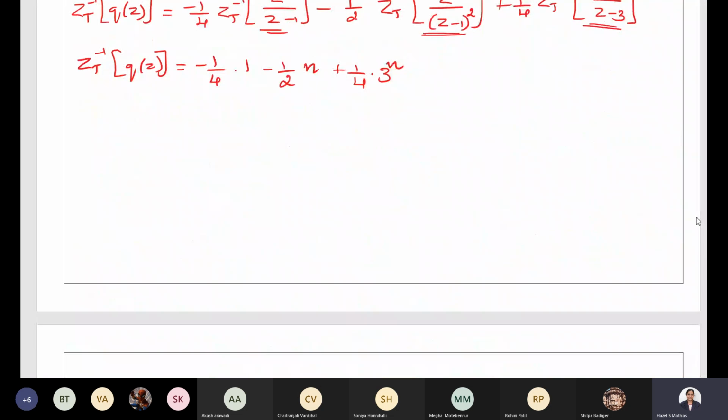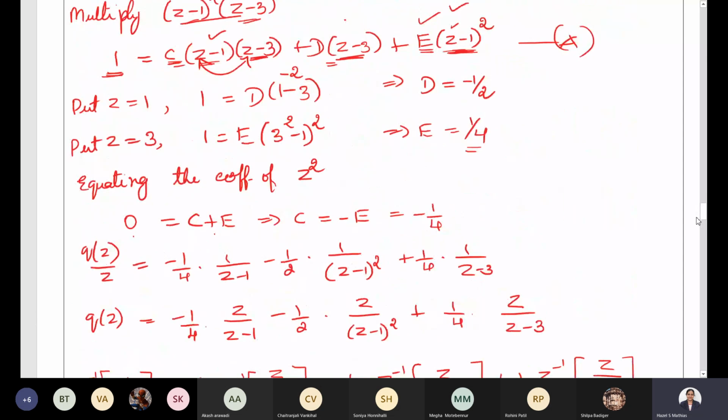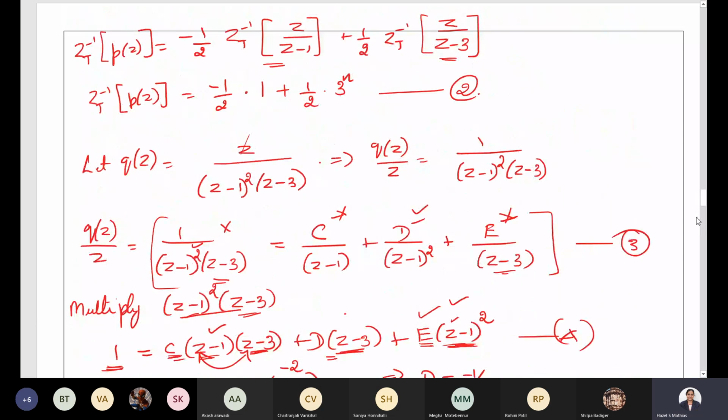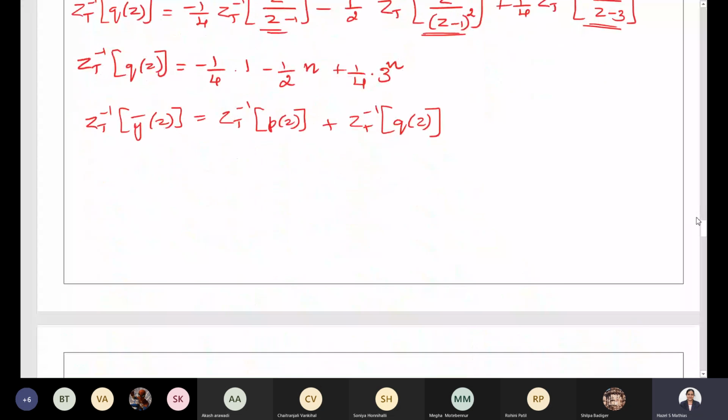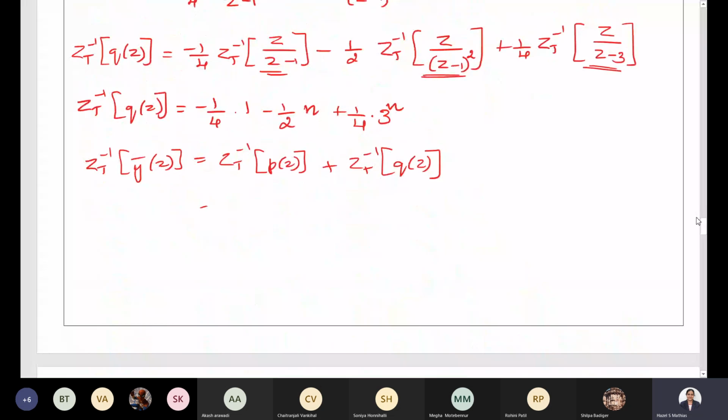So inverse Z transform of Y bar of z equals inverse Z transform of P of z plus inverse Z transform of Q of z. Inverse Z transform of P of z is here: minus half plus half into 3 power n. Then inverse Z transform of Q of z is here: minus 1 by 4 minus half into n plus 1 by 4 into 3 power n.